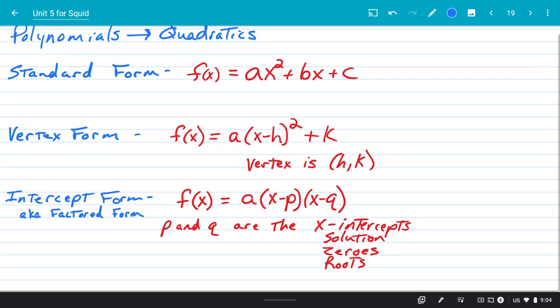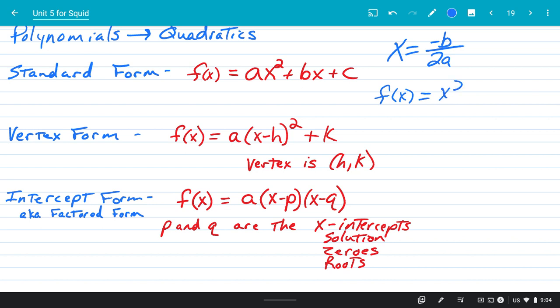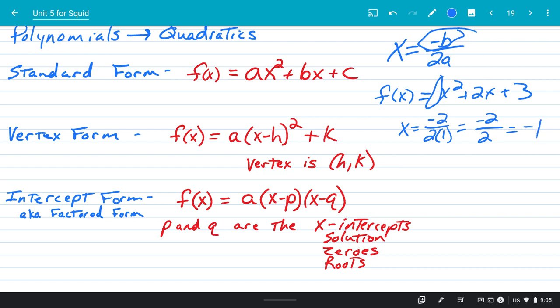However, if we did have a linear term, what did we need to use? We needed to use x equals negative b over 2a. Everybody remember this? For example, if I had f of x equals x squared plus 2x plus 3, I would have to then go x equals the opposite of b, which in this case would be a negative 2, over 2 times a, which in this case is 1, to give me a negative 2 over 2, which reduces to a negative 1.